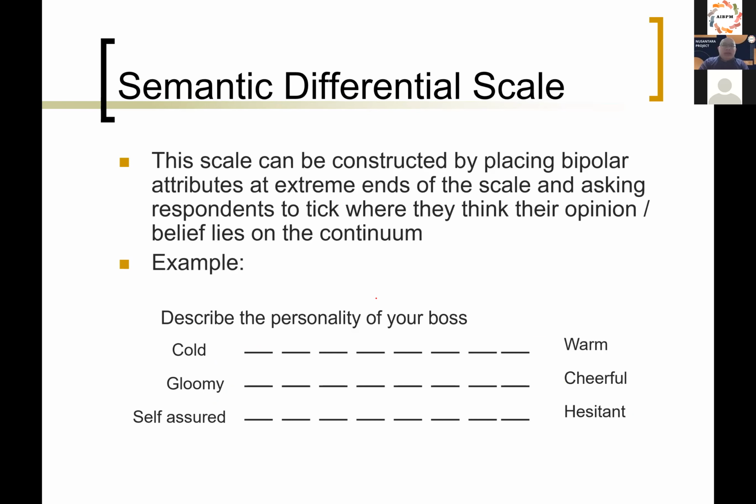Semantic: what is the personality of your boss? If you think that my boss is quite a cold person, I'll put here. Gloomy and cheerful, I think I'll put here. Self-assured and hesitant. Hesitant means they're not sure. Let's say he or she is very confirmed with the goal, sure about the things that he wants to do, so very self-assured, I'll put here. That is called a semantic differential scale. That means you have two different sides, then you choose what is best for whatever you want to describe.